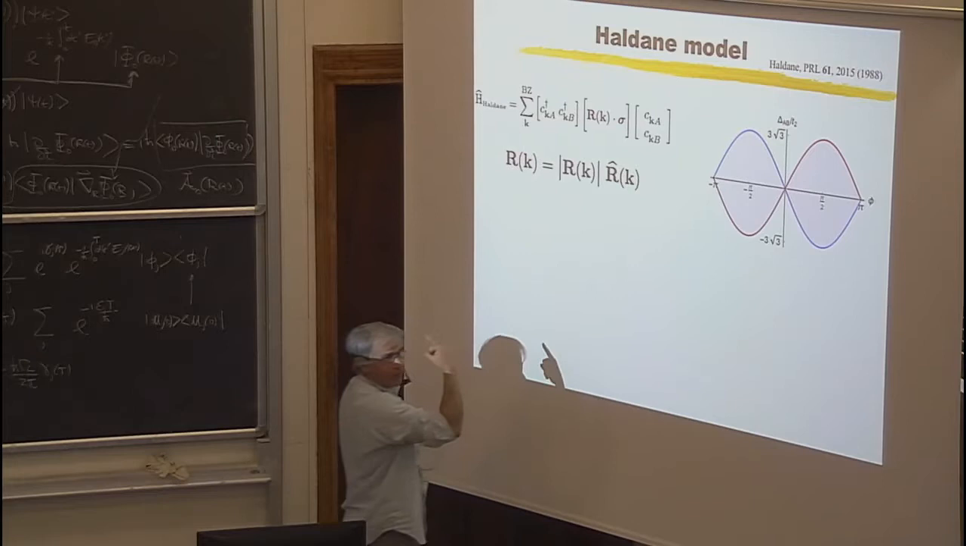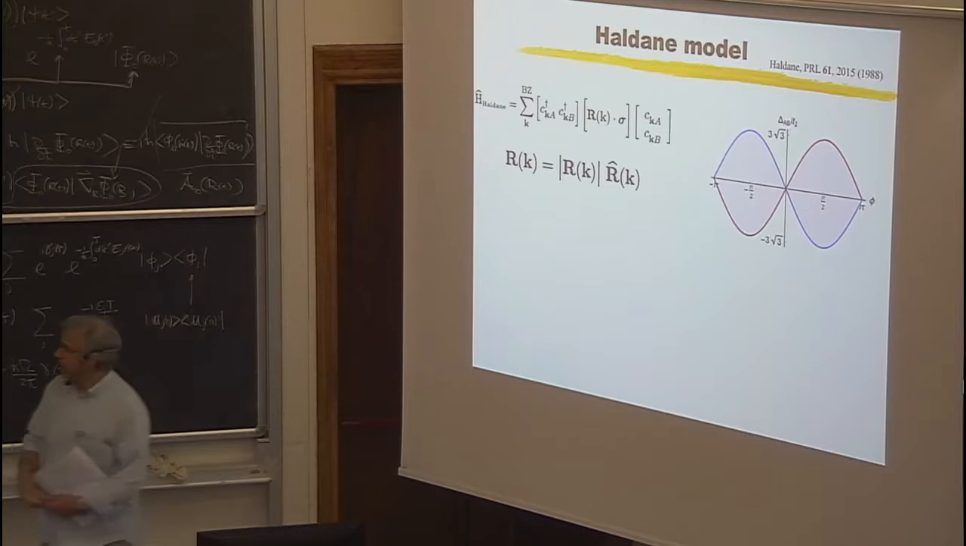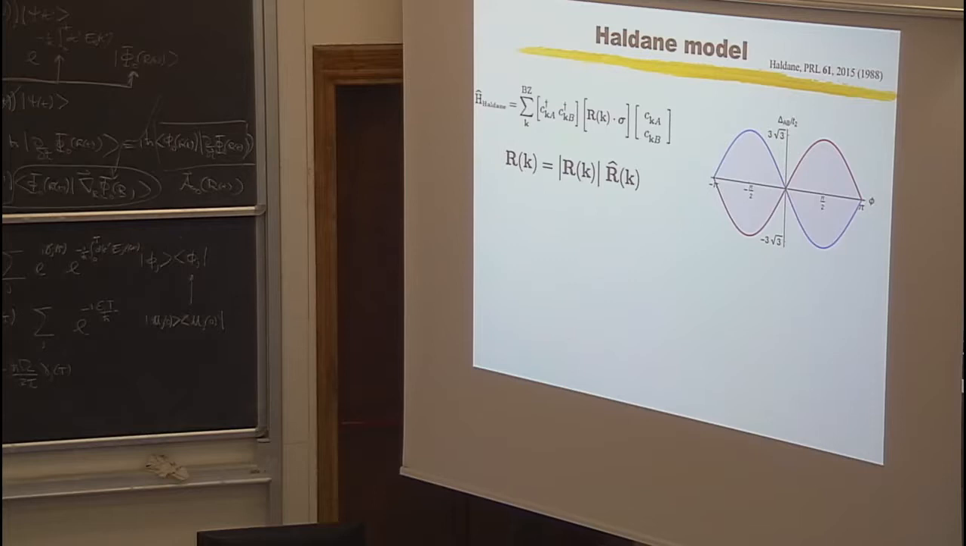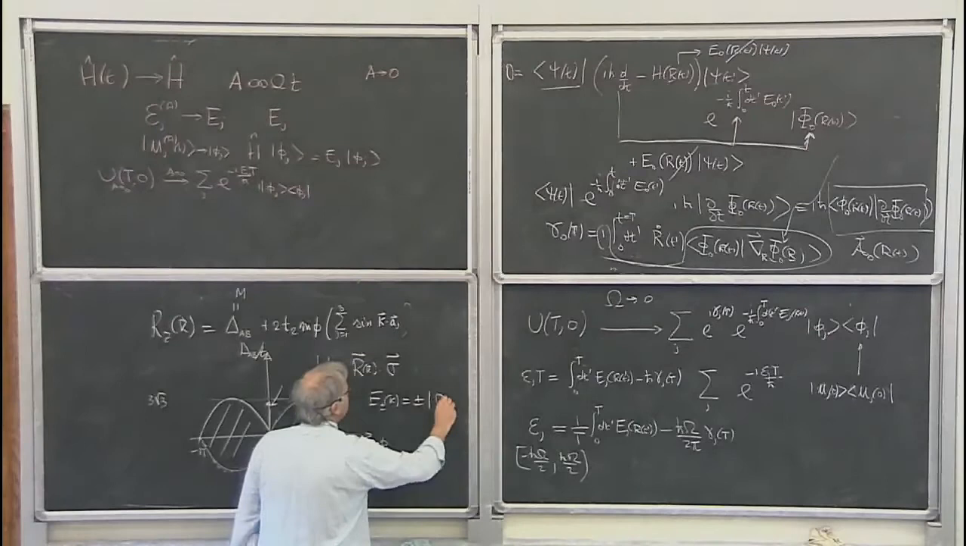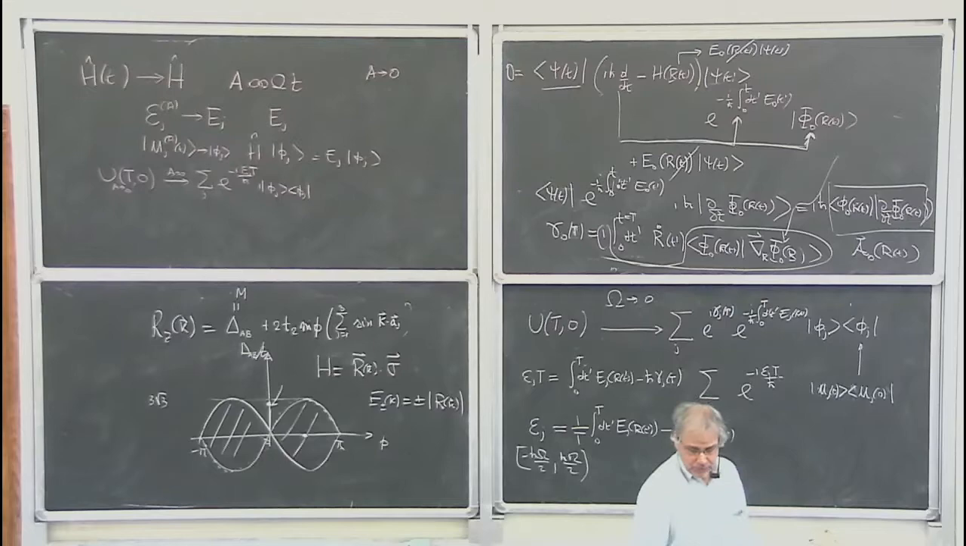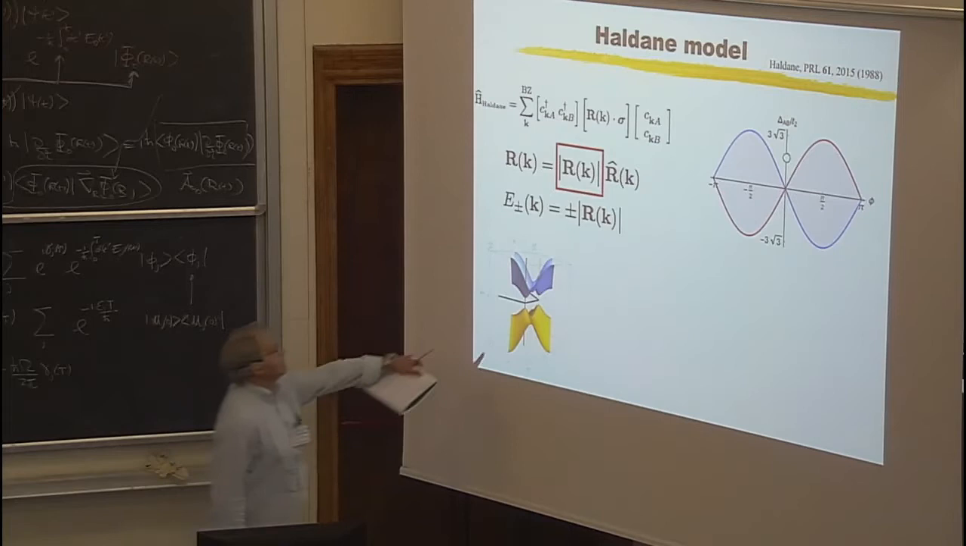The modulus tells you the bands, because as you know, if I have a certain magnetic field dotted into sigma, and I ask you what the eigenvalues are, well, E plus or minus k are just equal to plus or minus the modulus of R of k. So if I have this information, I can draw bands. And here are the bands. These are the bands of the trivial insulator phase, the point up there.